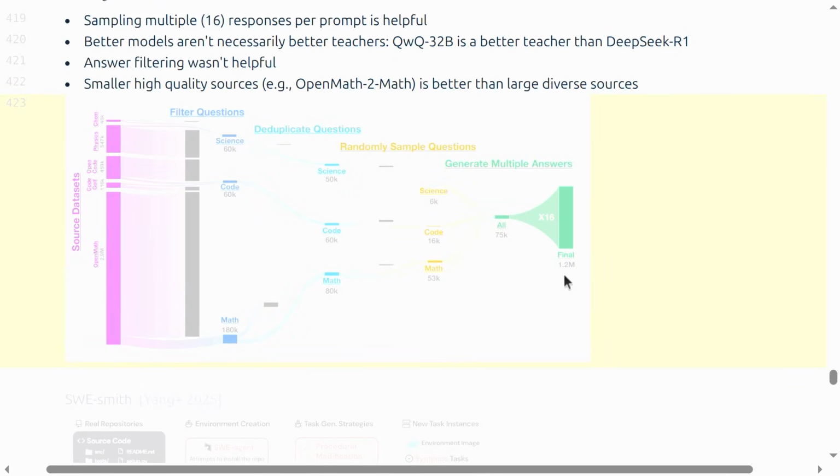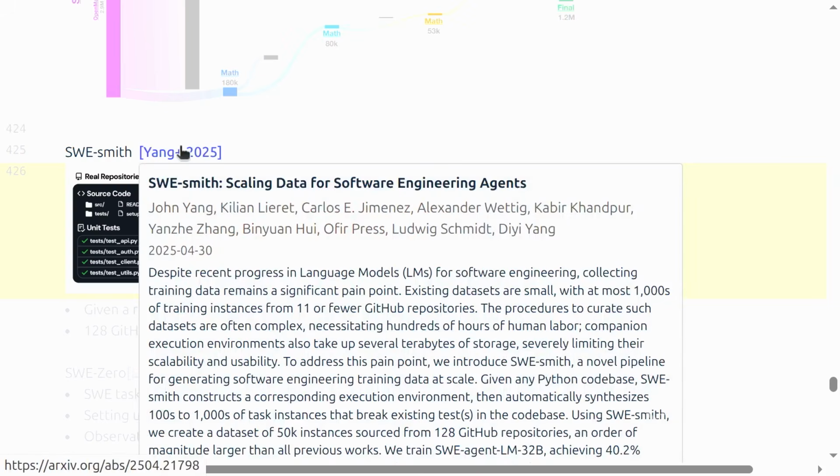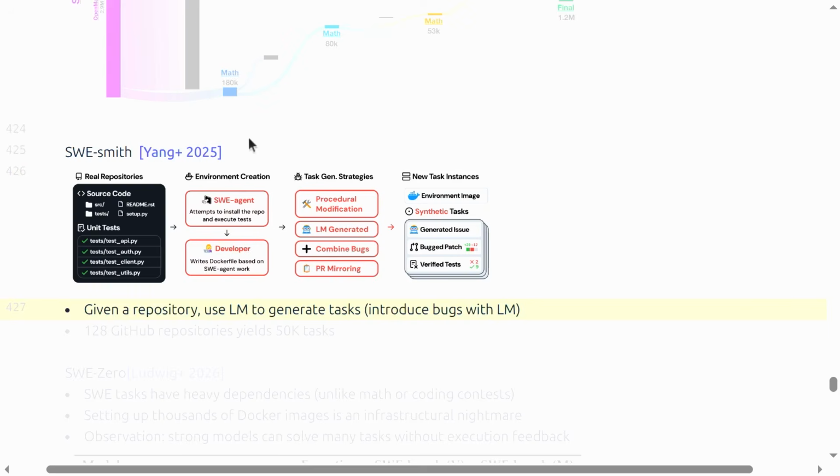I think more recently there's been a lot of interest in developing agentic coding models. Not just a model that can generate some code, but actually a model that can do software development. So this Smith paper had the idea that you're given a repository, and you use a language model to automatically generate tasks. They have an agent that takes a repository and actually makes it usable, installing dependencies and so on.